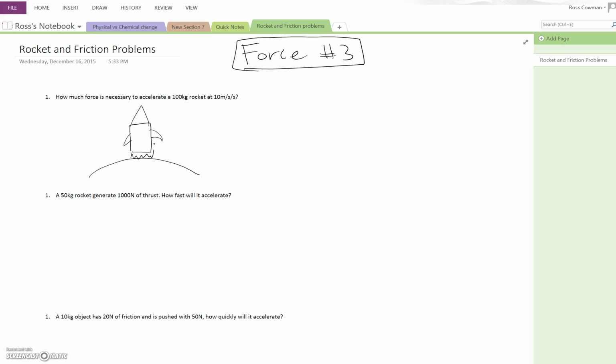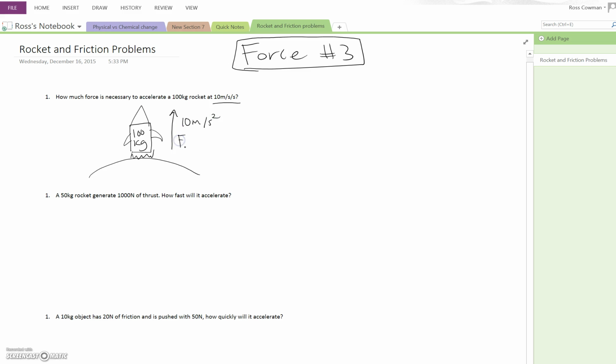So we are dealing with a 100 kilogram rocket. How much force is necessary to accelerate a 100 kilogram rocket at 10 meters per second per second? Unless it says otherwise, we're going to assume that these are occurring on Earth. So if we're just dealing with a 100 kilogram rocket and we want to shoot it straight up into the air and accelerate it at 10 meters per second squared, we can figure out what force would be necessary to do that.